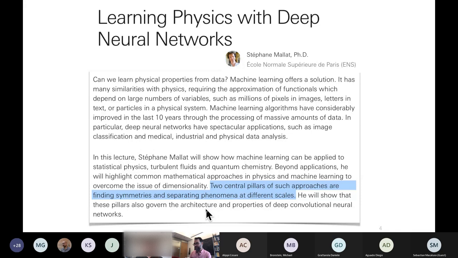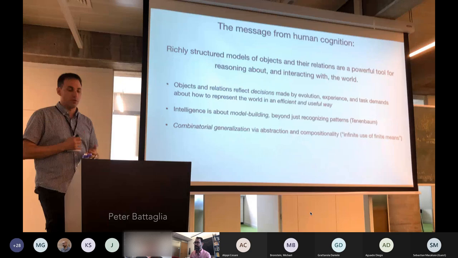So that's what his talk was mainly about. And he tied that to what's going on, for instance, in deep convolutional neural networks. Peter Battaglia, who I'm sure you must know from the graph learning research, his background is from cognitive science, and he worked, for instance, with Josh Tenenbaum before. And he's attended some workshops that we've organized.